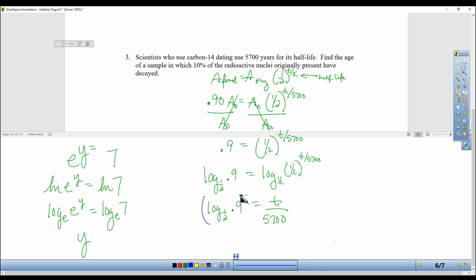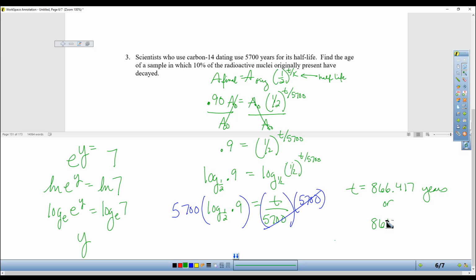Once you get it, don't round right there. Just take that answer just like it is and multiply both sides by 5,700. And again, we're going to have that truncating issue. So you can have T is equal to 866.417 if you truncate years, or if you write 866.418 because you've rounded, that is also acceptable. Truncating or rounding, both good.